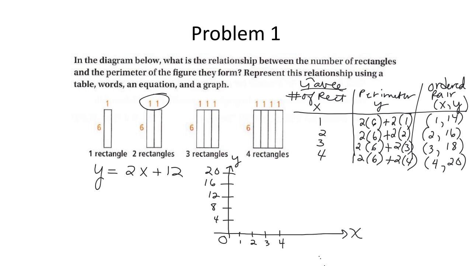So I'm going to plot those points. So 1, 14. We'll say it's right in between here. And then 2, 16. It's right here. 3, 18 is in between. And then 4, 20. So that's our graph.